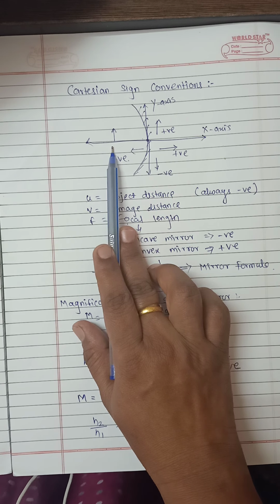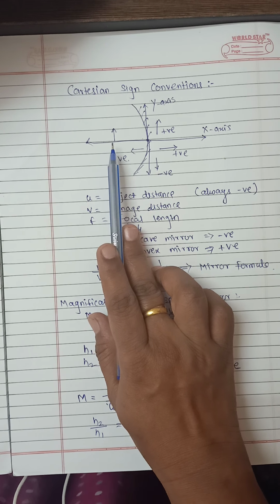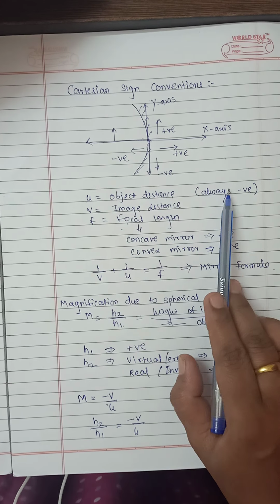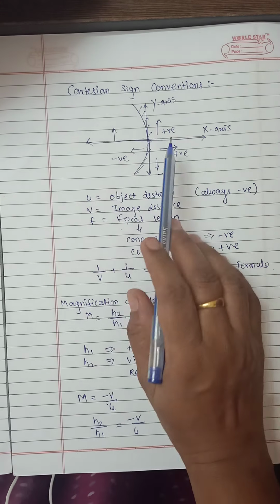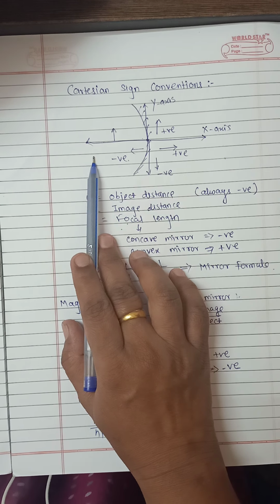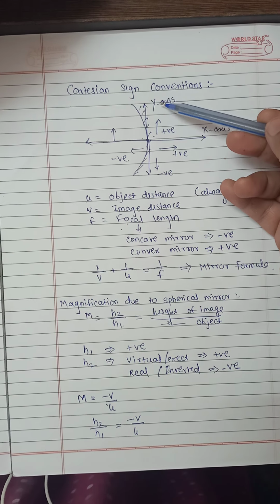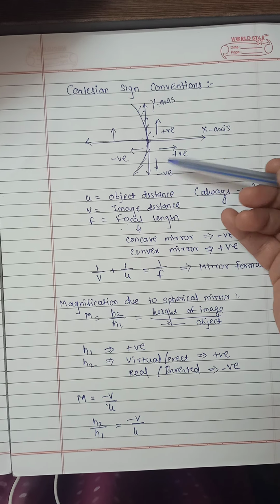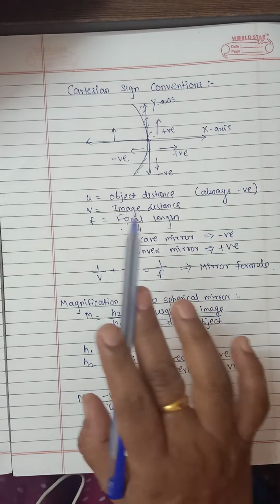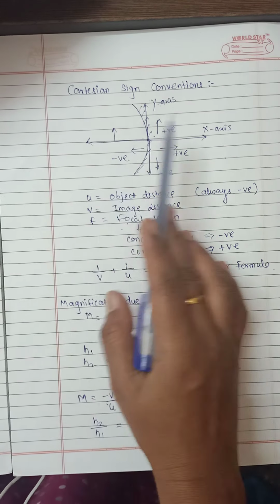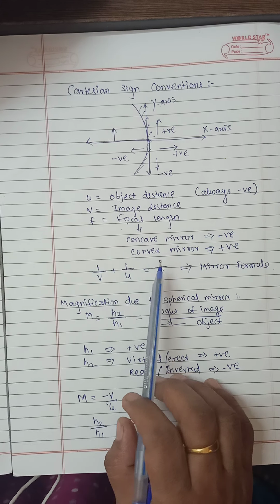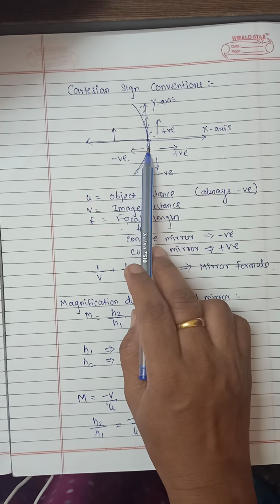The object is always taken to the left of the mirror, and hence the object distance is always negative because it is on the left side. The right side is positive, the left side is negative. Upward is positive and downward is negative. The image distance can be positive or negative depending upon whether it is on the left side or on the right side. Focal length is the distance between the pole and the focus.